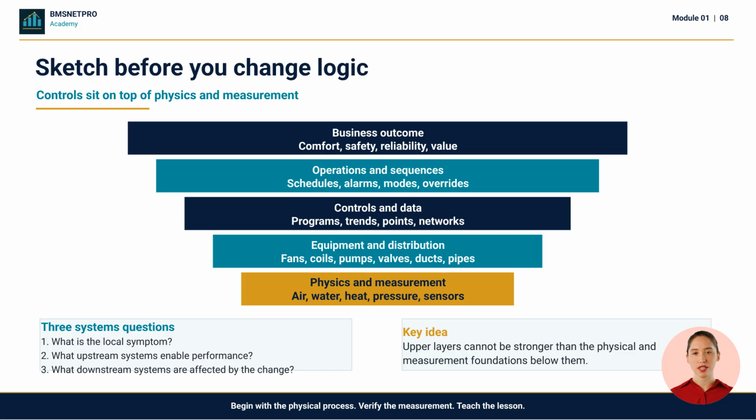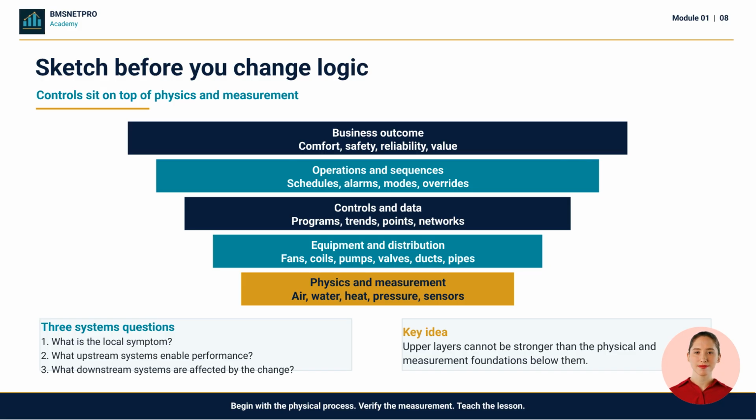When a space is warm, the local symptom might be a VAV box that cannot satisfy airflow. Upstream causes could include air handler capacity, duct pressure, fan status, filter loading, or chilled water plant operation. Downstream effects might include humidity, pressurization, comfort complaints, or energy use. A simple sketch often reveals relationships the graphic hides.